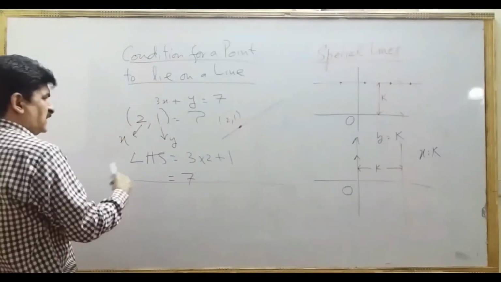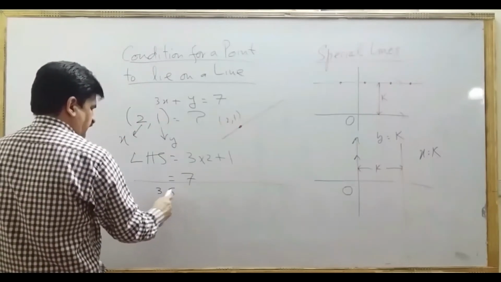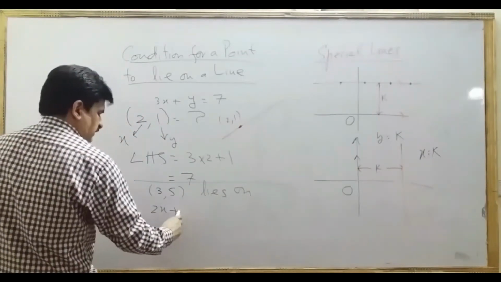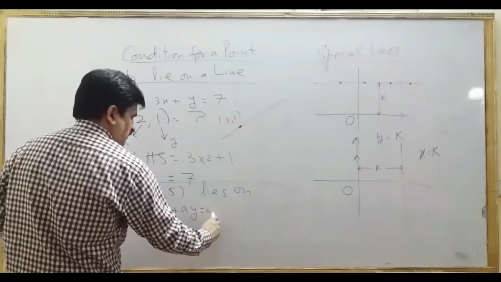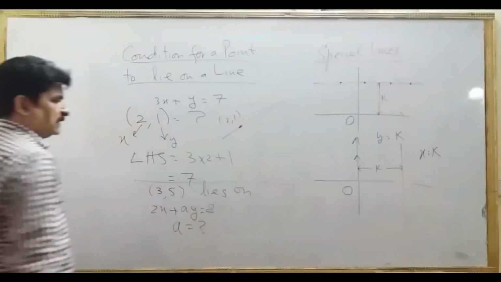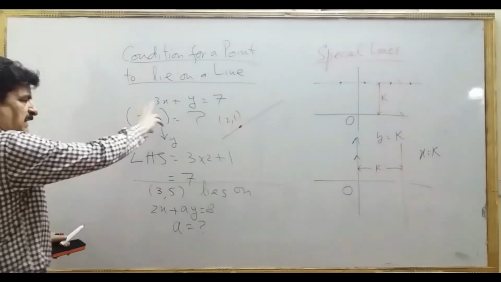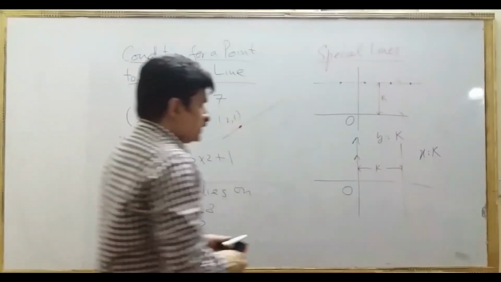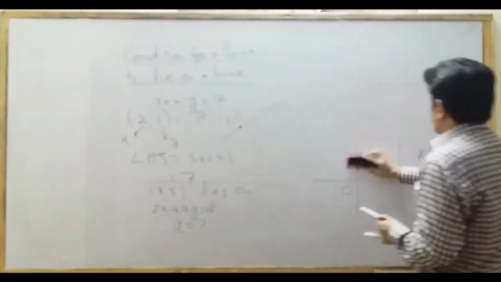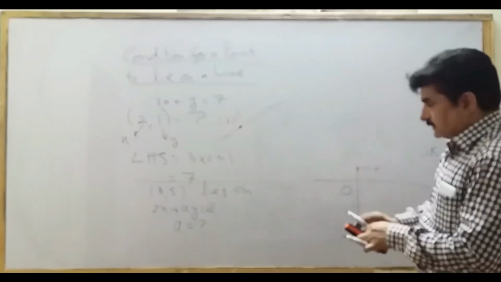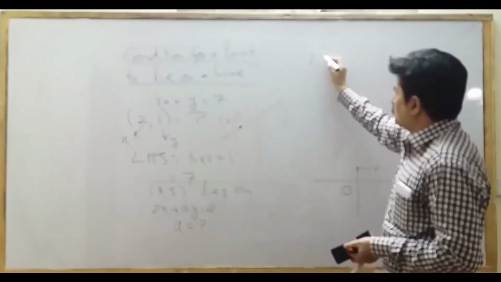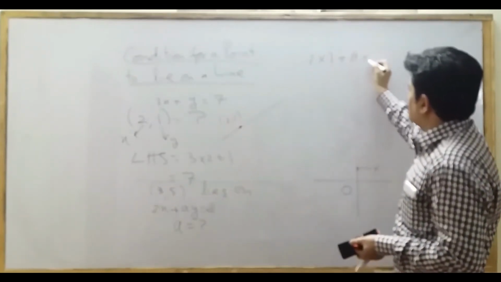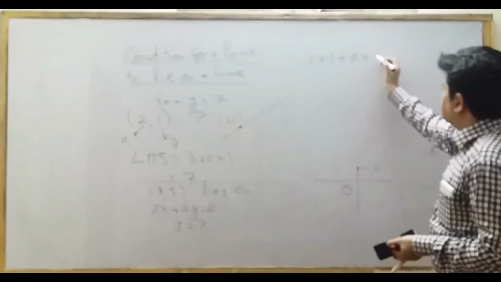Now how is this idea used in questions? Firstly, you may be asked that there is a point (3, 5) lies on the line 2x plus ay equal to 8. What is the value of a? Now here you will use this idea. If you are given that the point lies, you can substitute. So you substitute these coordinates into the equation of line. So 2 into, replace x by x coordinate, plus a, replace y by y coordinate.